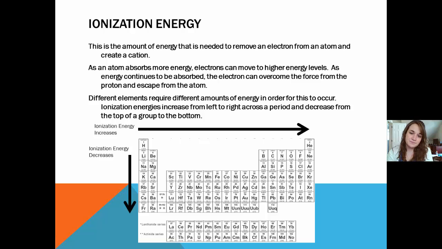So as we look across the periodic table, different elements have different ionization energies. This column has the least amount of ionization energy, and this column has the most. So these are the hardest to make into cations. These are the easiest, with francium being the absolute easiest. Okay, so it increases as we go across the period and decreases as we go down. So francium, again, would be that easiest one to make into a cation. It's very easy, willing to give up its electron.